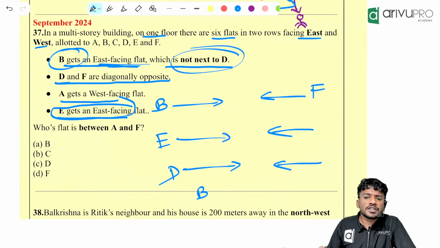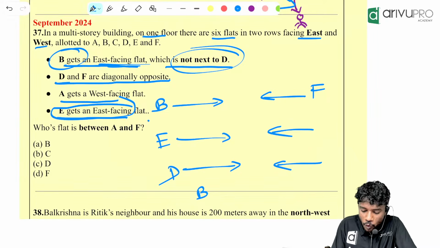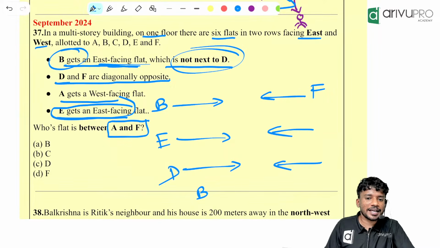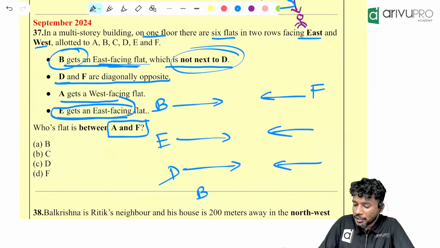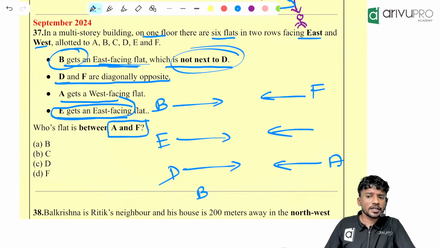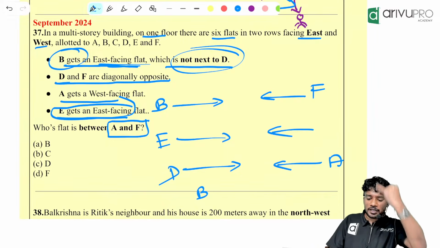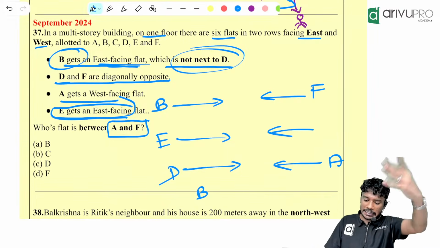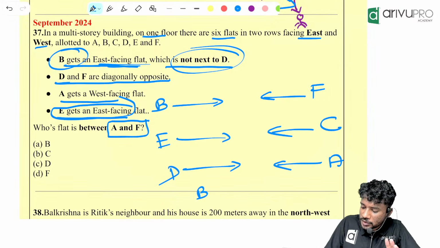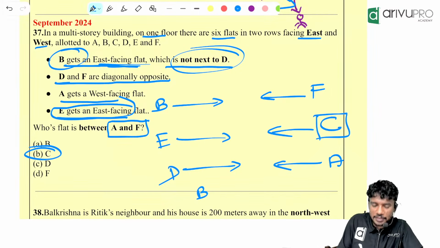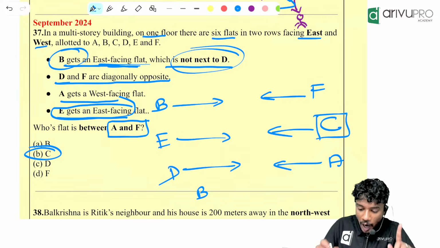A gets a west facing flat. The question is, who are between A and F? That actually sums up what we are doing. Who is between A and F? If someone should be between A and F, where will be the position of A? Over here. Then who is the remaining person? A, B, C, D, E, F. Who is the missing person over here? C, C is the missing person. So our answer is what? Option C.